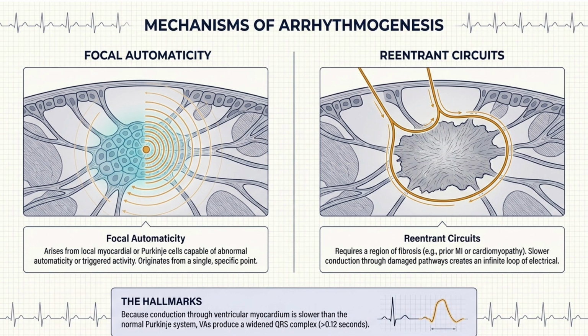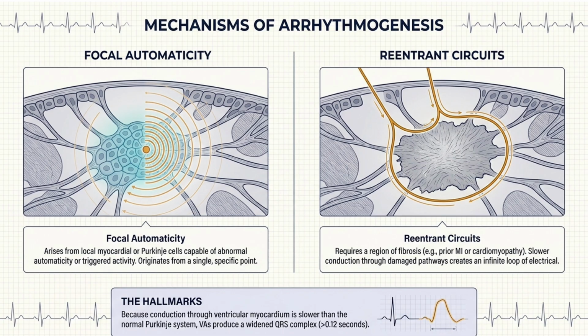There are two primary ways these arrhythmias are born. First is focal automaticity, which arises from a specific point in the myocardium or Purkinje cells that begins firing abnormally. Second, and more common in diseased hearts, are reentrant circuits. These require a region of fibrosis, like a scar from a prior heart attack, where slower conduction through damaged pathways creates an infinite electrical loop.